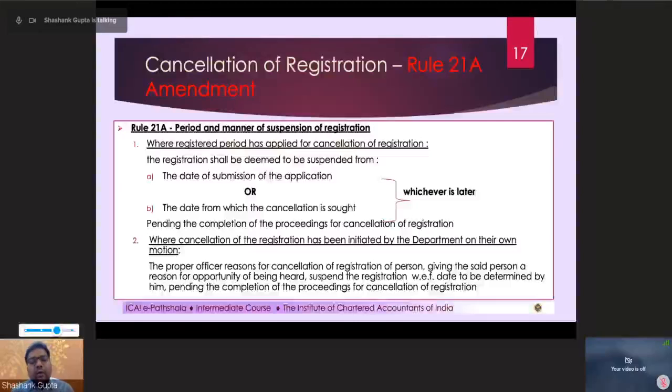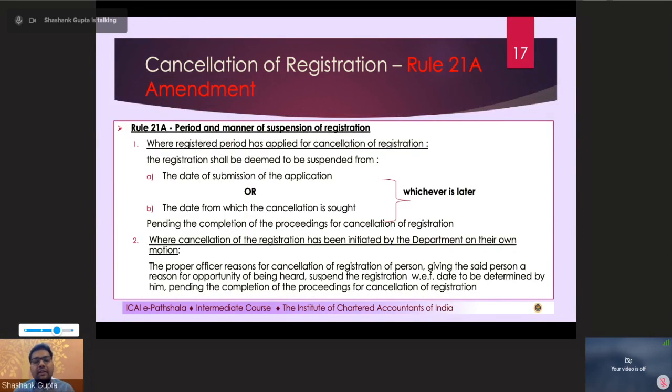Now the question was, what should the person do for the period May, June, July, August, September, October, November, December? Because the person has applied for cancellation, he is not doing any business, but the department is taking its own time and only awarding cancellation in January. So this is where an amendment was brought in and the status of suspension of registration was introduced.